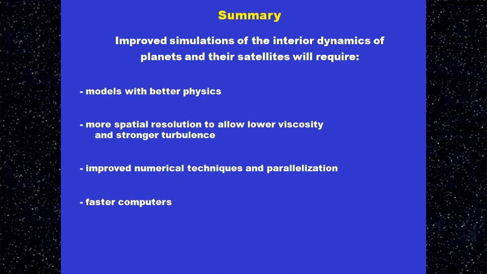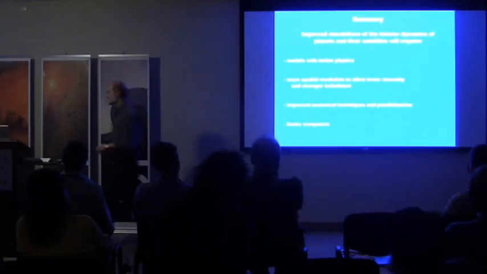Now, in all these simulations, the viscosity we have is much higher than it should be because of the numerical constraints. If we had more spatial resolution, we could lower the viscosity to something more realistic, and therefore get more stronger turbulence, which should be. We need better numerical methods and parallelization, faster computers. So there's a lot more to be done.